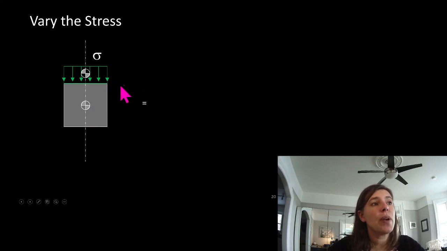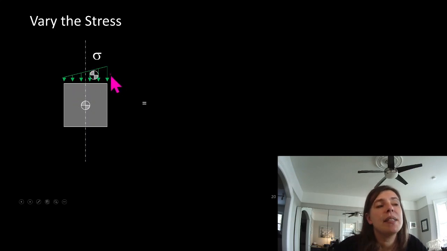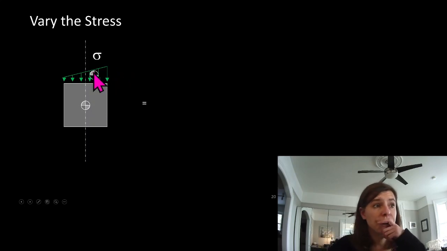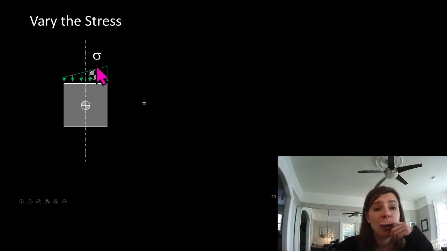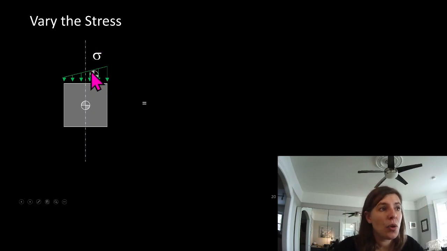What happens if we vary the centroid of the stress? So last time we varied the centroid of the object. Here we're going to vary the centroid of the stress. So we've got a triangular distribution. We know that the centroid of a triangle is at the 2/3, 1/3 mark. So this portion of the area of the triangle and this portion of the area of the triangle are equivalent.